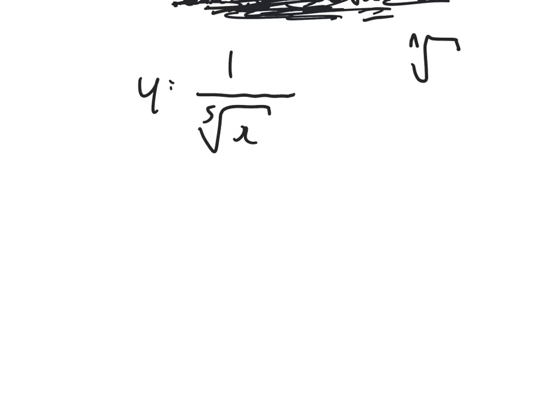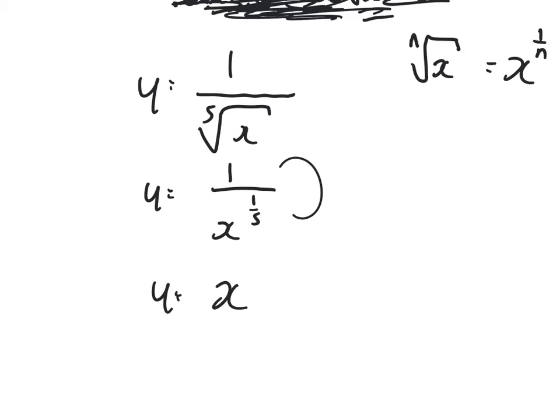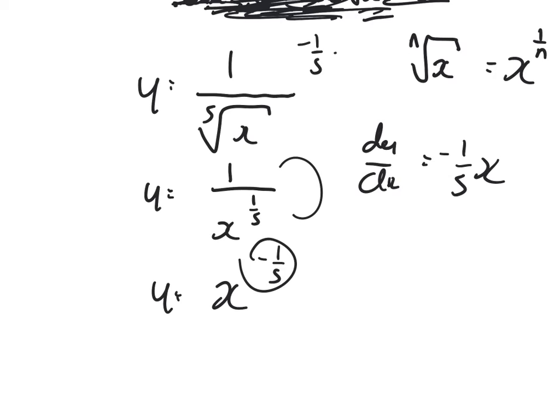So remember that rule of indices tells me that the nth root of x is x to the 1 over n. Okay, so that's 1 over x to the 1/5. I can then bring that up, and that will be x to the minus 1/5. I can now differentiate, bring the power down, multiply, take 1 away from the power. So the power then is going to be minus 1/5 take away 1, minus 1/5 take away 5/5, which is minus 6/5.